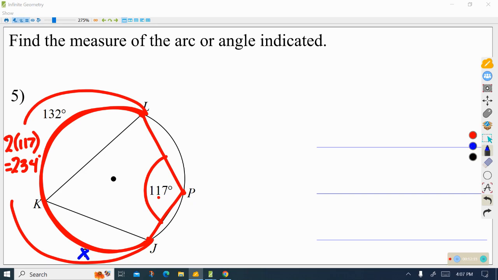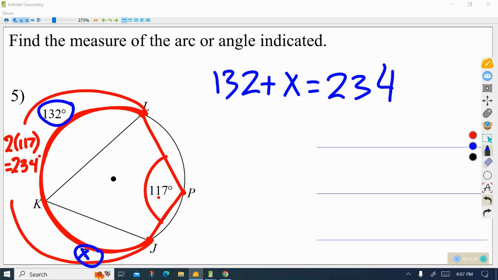Okay? Because these two pieces, right, 132 and x, they have to add up to 234 now. Right? So if we take 132 from both sides, we can figure out what we're going to get for our final answer. In this case, we get 102.